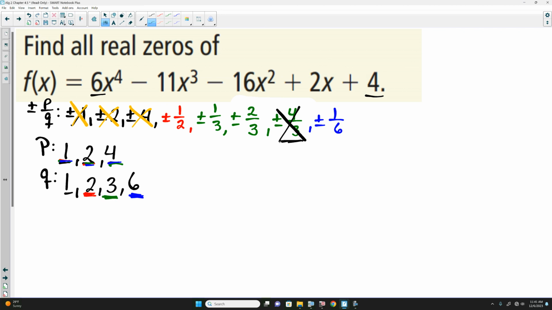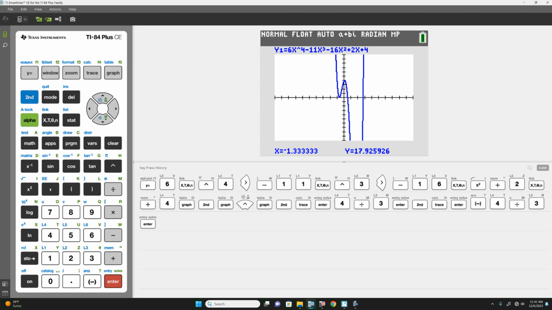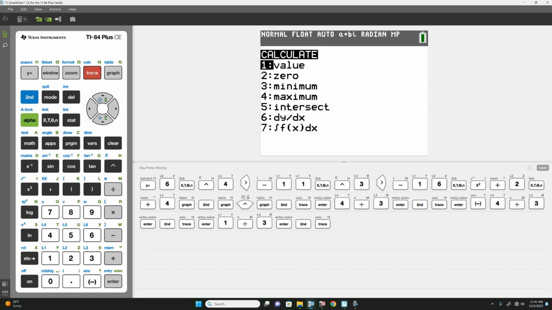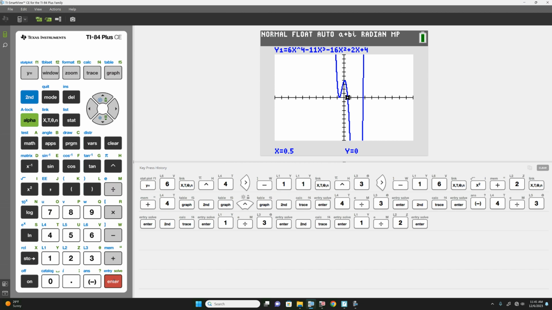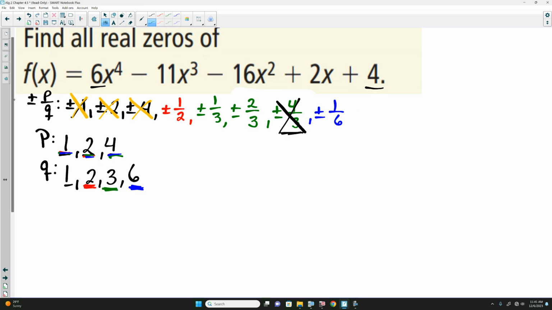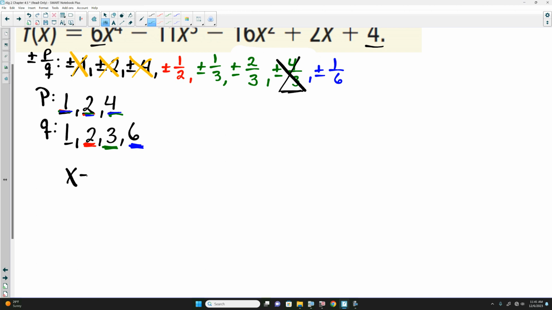Take a guess. Take one of the other ones. 1/3. So we can grab the calculator, go second trace value, 1 divided by 3. Not quite, but it is 1/2. Second trace value, 1 divided by 2. It is 1/2. So 1/2 is one of our solutions.